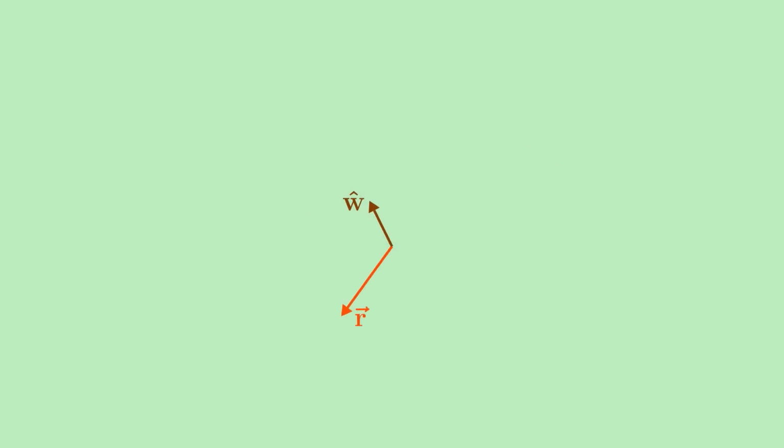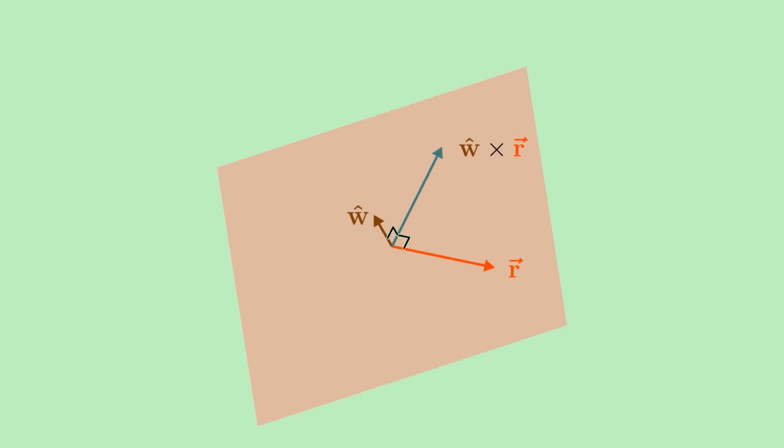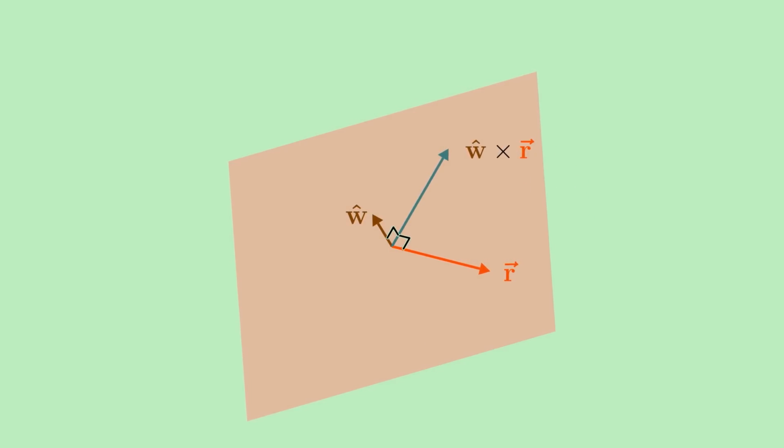But if we now take our vector r and cross product it on the left by w, we'll get a new vector perpendicular to both r and w. But since w was already perpendicular to the uv plane, any vector perpendicular to it will be back inside the uv plane. And since w cross r is perpendicular to r as well, it must be a 90-degree rotation of r within the uv plane.